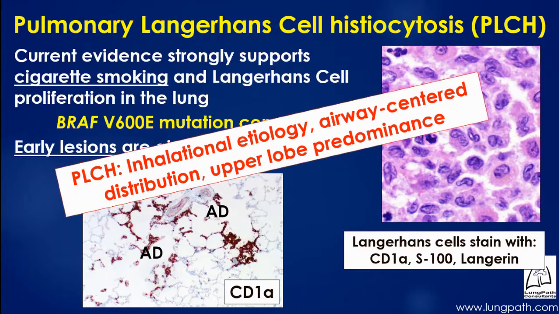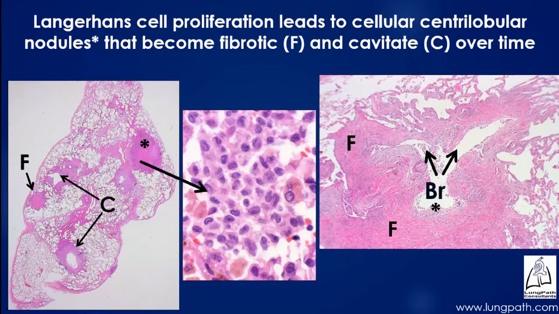PLCH, inhalational etiology, airway center distribution, upper lobe predominance. So here is a montage showing a low power, and this is typical of what you see in Langerhans cell histiocytosis on the left. You can see multiple nodular lesions. Some of them may be fibrotic. Some of them are more cellular. In the cellular ones, you'll identify the Langerhans cells.